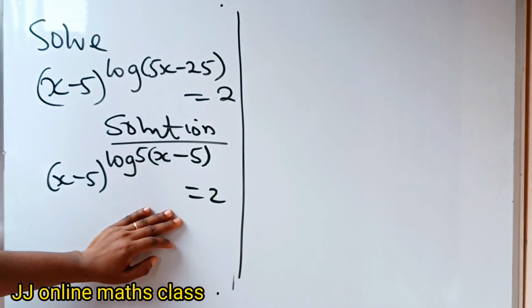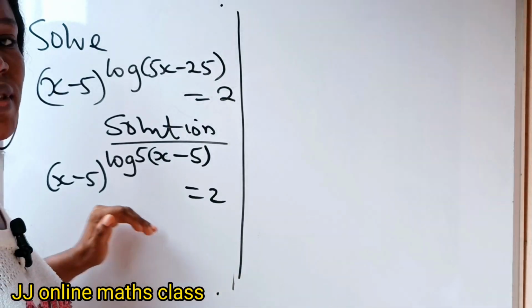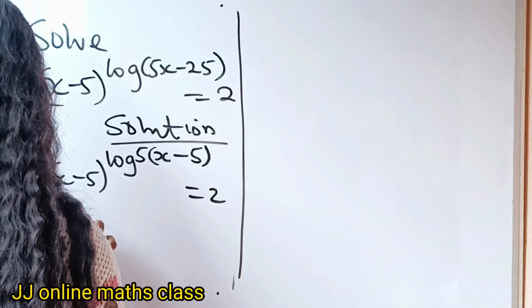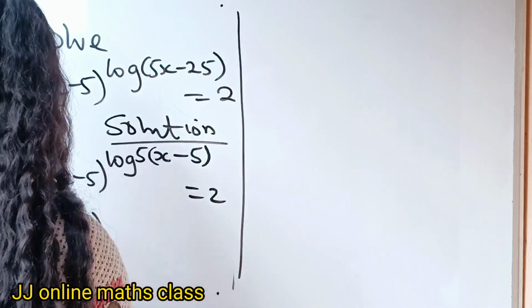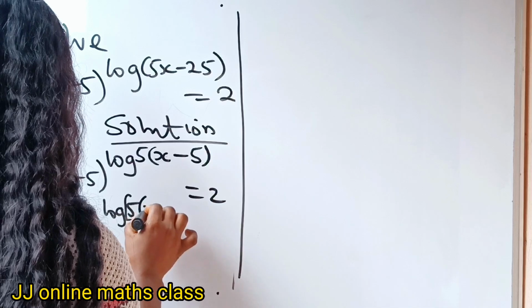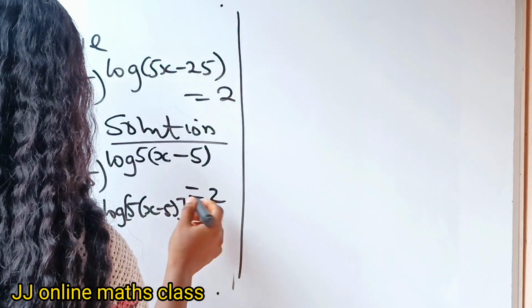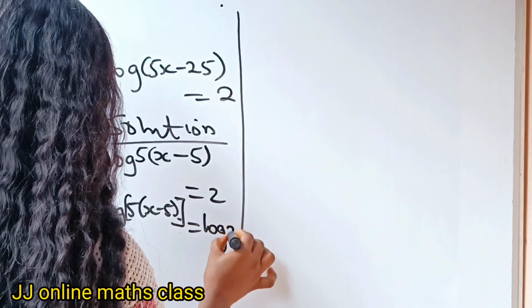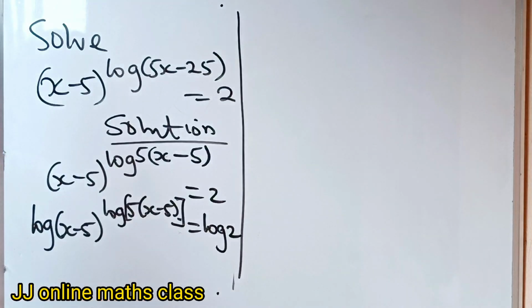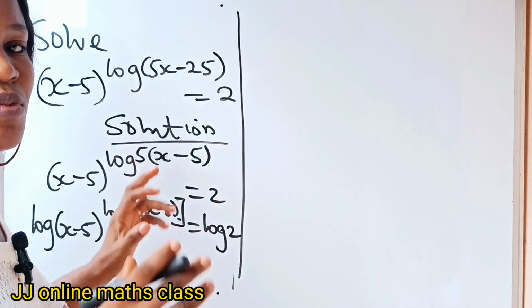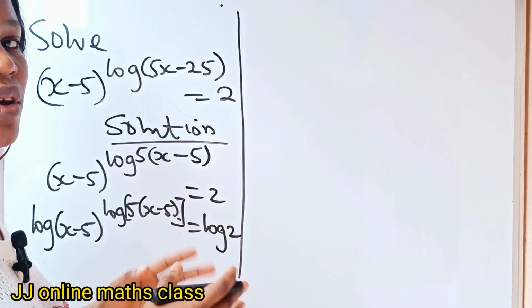Then we need to do something. Let's take the log of both sides. So we're going to have log of x minus 5 raised to the power of log 5 bracket x minus 5, is equal to log 2. All right, so notice that we have x minus 5 here. So let's call it a term to reduce the whole ambiguity.